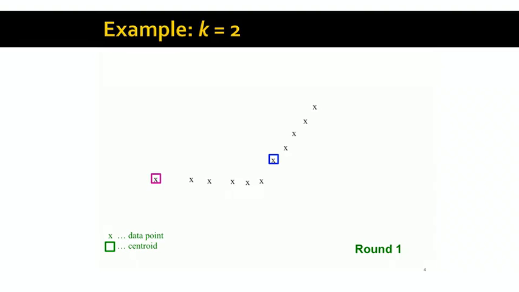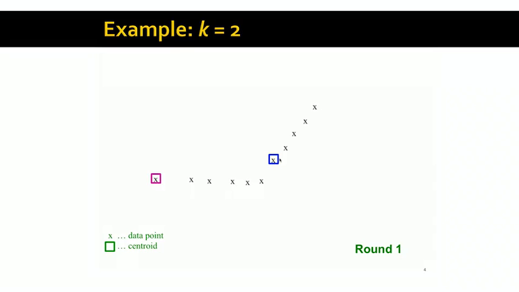Now, what I'm going to do is go through all the data points, and for each data point, I'm going to assign it to the centroid that it's closest to. So observe that this point, for example, here is close to the red cluster, so I'm going to assign it to the red cluster. Whereas this point here is closer to the blue cluster than to the red cluster, so I'm going to assign it to the blue cluster.